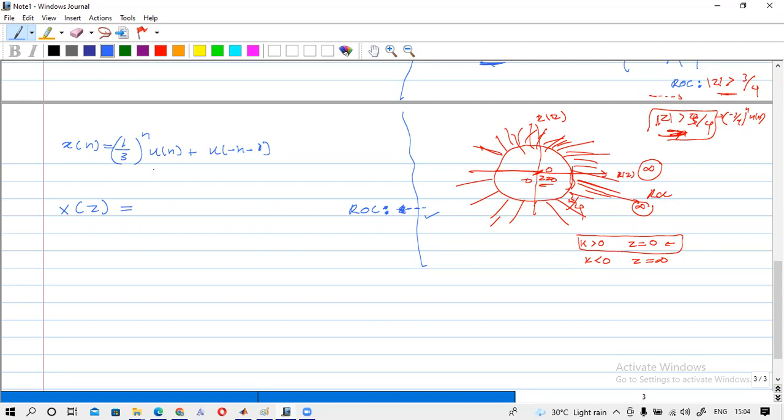Now can you find the xz through this? I think this one you can get directly, and for this one you have to use some properties. Keep in mind that I have already given this data: the Z transform of u[n] is 1 over 1 minus z to the minus 1. So using this data and the properties, you have to evaluate xz. Can you take 5 minutes and try to do this?